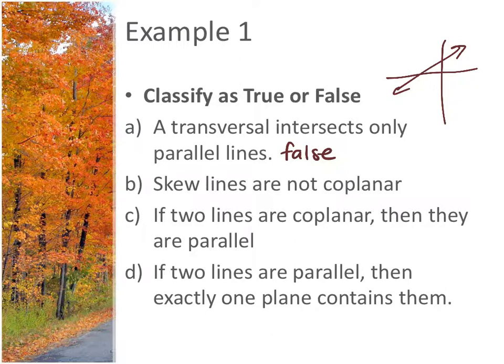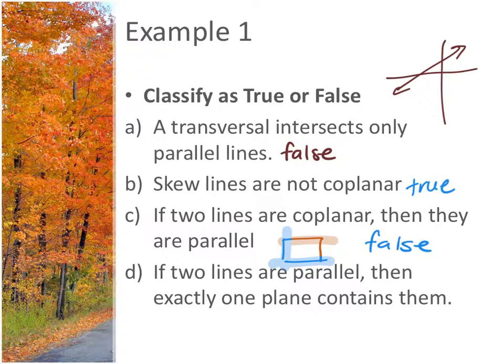How about B? Skew lines are not coplanar. True. By definition, they are not coplanar and they are also non-intersecting. C, if two lines are coplanar, then they are parallel. Okay, what else could they be? They could be parallel or not if they're coplanar. They're definitely coplanar, so they can't be skew. They could be these two, which would be parallel, but they could also be these two, so they could also be perpendicular. They could be intersecting. They don't even have to have a right angle, right? Okay, so that's false.